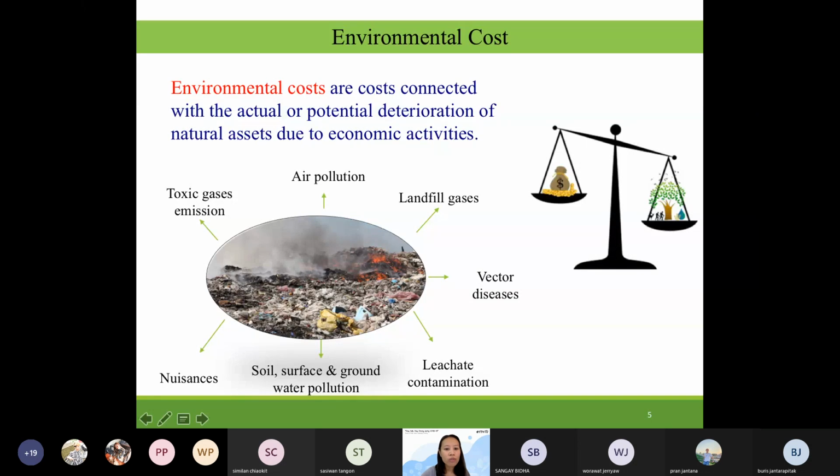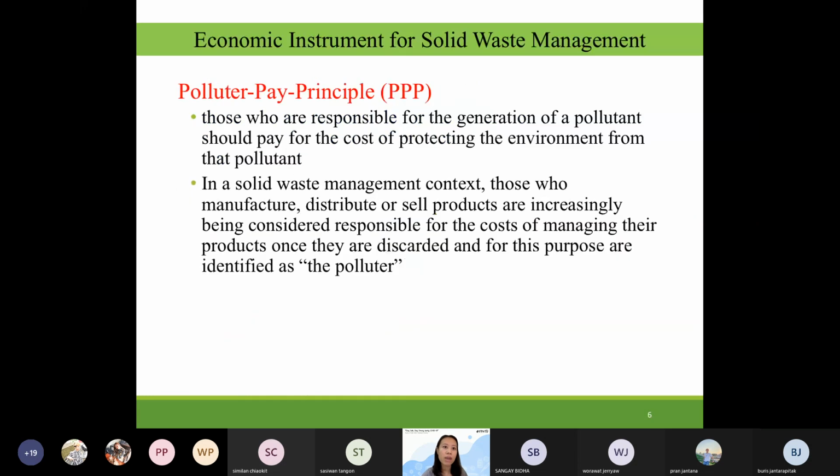And also for the leachate, not only the environmental cost, right? Some countries are concerned about the social cost also. It's tied to the sustainable development goals, right? Not only the economic side, but they have to think about the environment and the social side, all together, right? This shows the meaning of the environmental cost related to solid waste management.